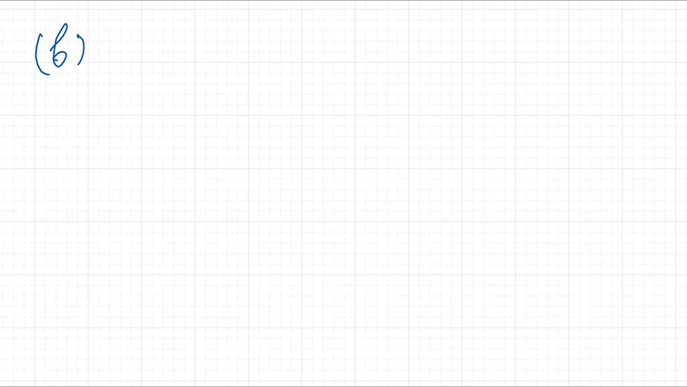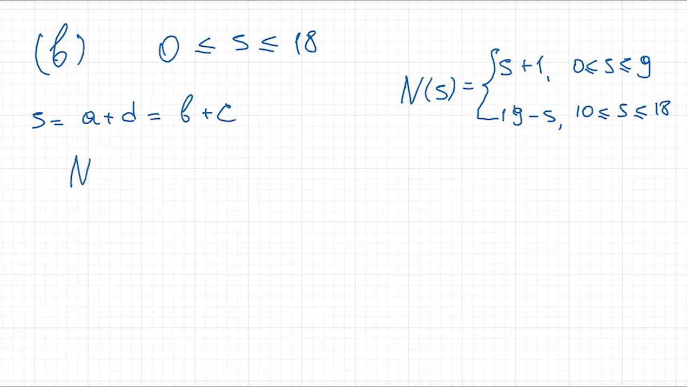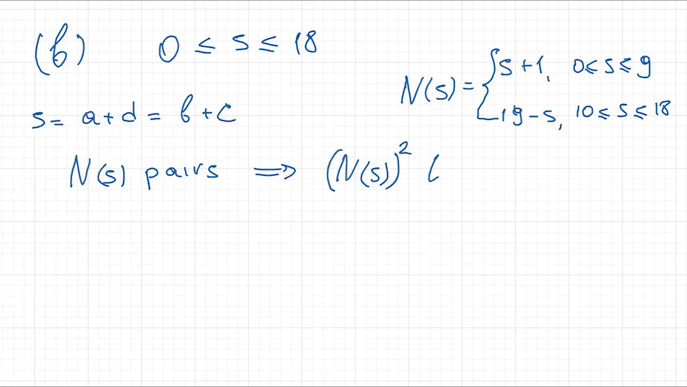Item B. Now count all lucky pins. Let the common sum be S from 0 to 18. As argued above, the number of ordered pairs of digits with sum S is S plus 1 when S is from 0 to 9, and 19 minus S when S is from 10 to 18. A lucky pin consists of 2 such pairs, one for the outer digits, one for the inner digits. Using the product rule, for a fixed S there are n of S squared lucky pins.